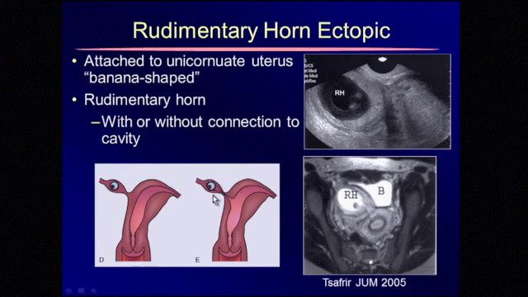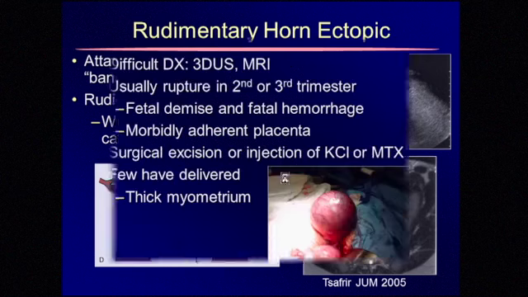And this little rudimentary horn could have a connection with the endometrial cavity, so they can bleed vaginally, but it may not have a connection. And the bleeding goes first into the peritoneal cavity and may not be discovered so quickly. The pregnancy grows, and as you can see here from this article in JUM, the pregnancy looks just like an ectopic growing in the tube. That's hard to distinguish. The MRIs may help us give a clue, and of course 3D ultrasound can help us.